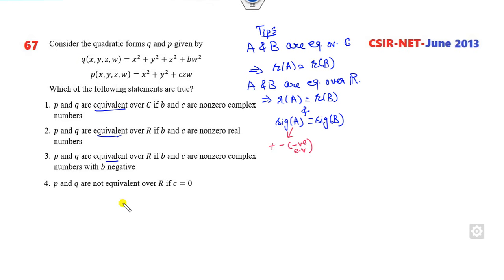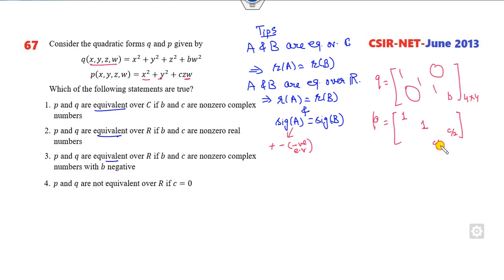Now look at that. I can write this Q in terms of a matrix, it's a quadratic, it's a 4 cross 4 because it has 4 variables. So this is the 1 1 1 b, rest all values are 0. I can write P. Second is again a 4 cross 4, x square 1, y square 1. This is cz, so I can write this as c by 2, c by 2. Rest values are my 0. This is the meaning of this. Fine. Now, is it equivalent over Q?